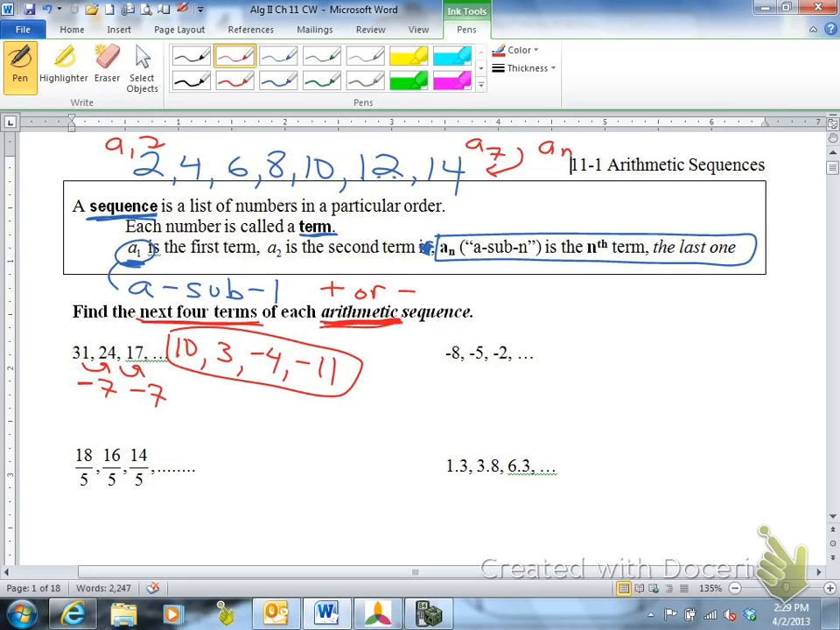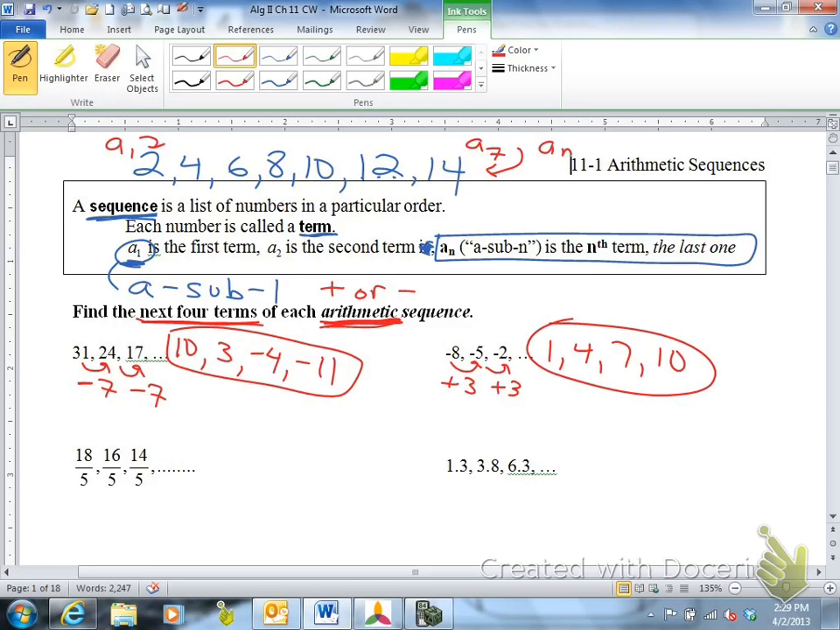For the next one, you're going from negative 8 to negative 5, so you're actually getting bigger. So you're adding 3. And negative 5 to negative 2, you're adding 3. You're always going to be adding 3. You're just not going to change that. If you add 3 and then you add 2, that wouldn't be an arithmetic sequence. So you'd have 1, 4, 7, and 10 as the next four terms.